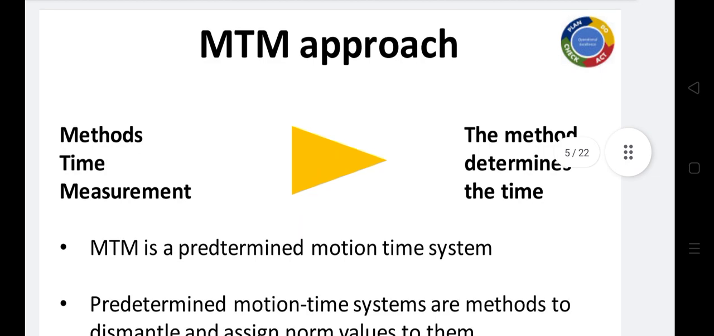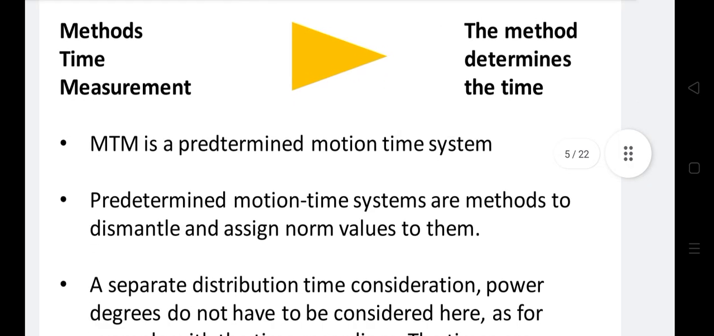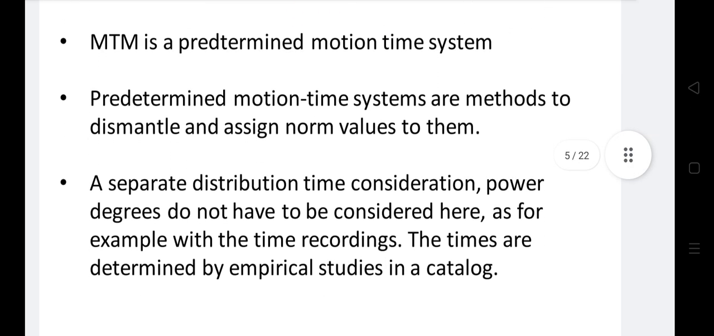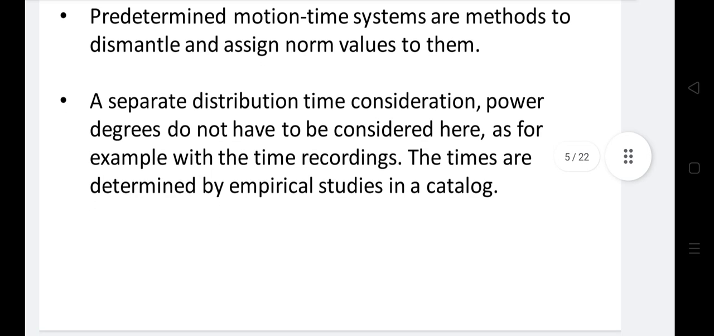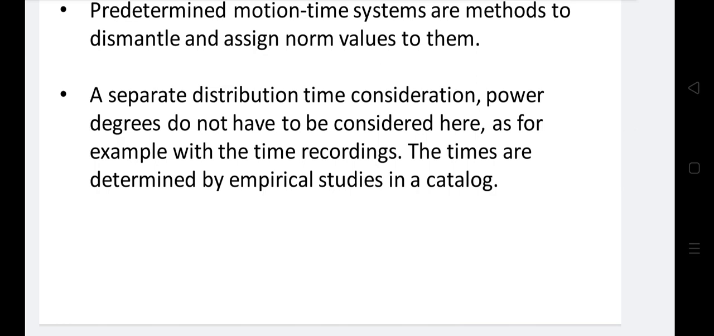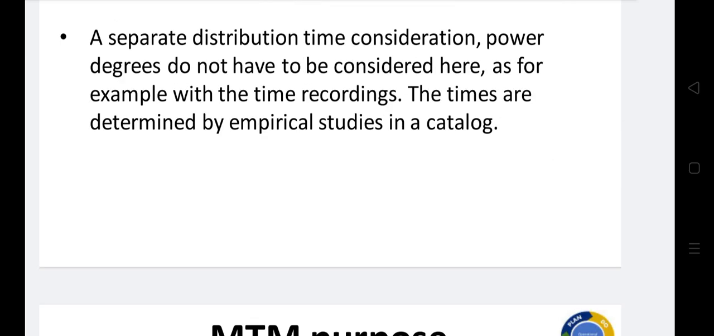MTM approach. Methods time measurement determines the time. MTM is a predetermined motion time system. Predetermined motion time systems are methods to dismantle motions and assign norm values to them. A separate distribution of time considerations per degree does not have to be considered here, as for example with time recordings. The times are determined by empirical studies in a catalog.